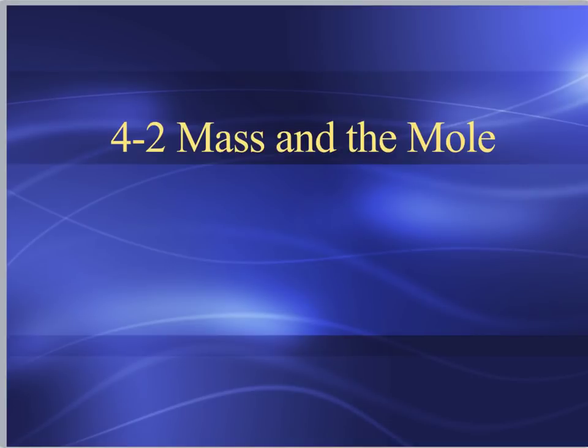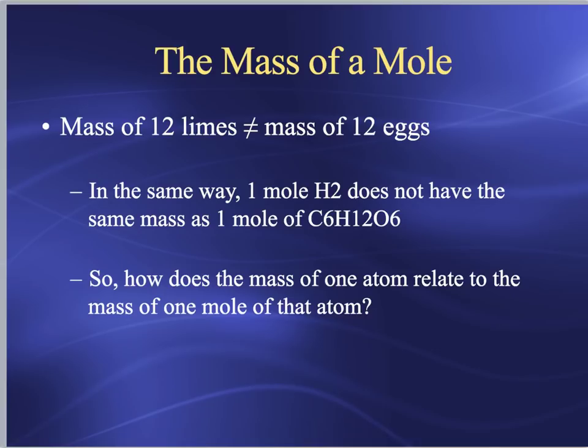Today's section is called Mass and the Mole. So yesterday I talked about how with Avogadro's number and the number of particles in a mole, that a mole is not actually mass or volume, it's strictly just a counting number, much like the term a dozen. And so with that, if we consider something like 12 limes or 12 eggs, they're the same number of counting item right there, but they don't weigh the same, they don't take up the same amount of space.